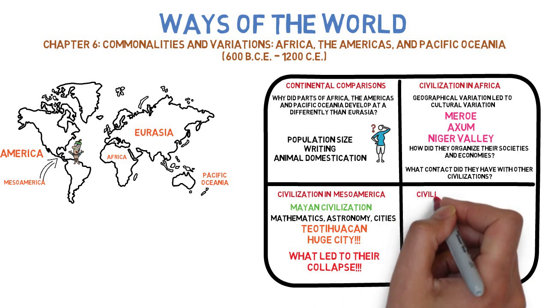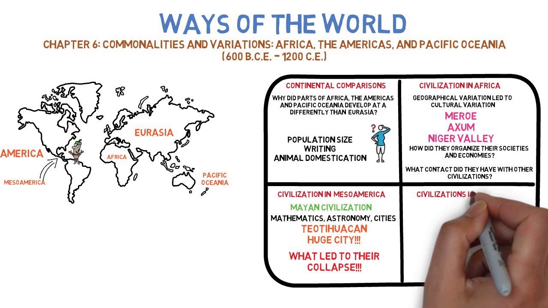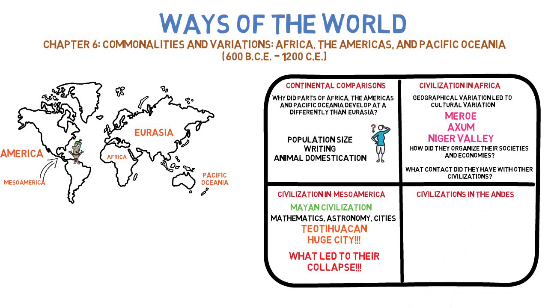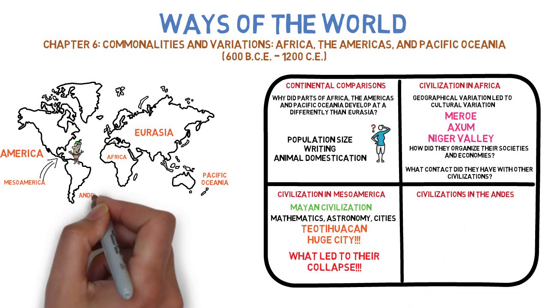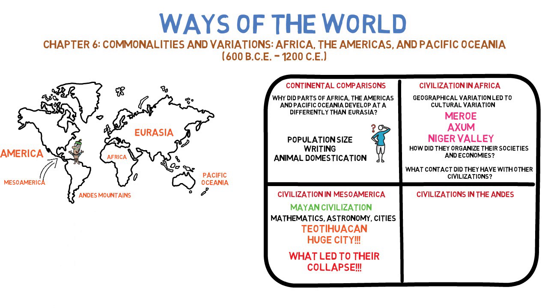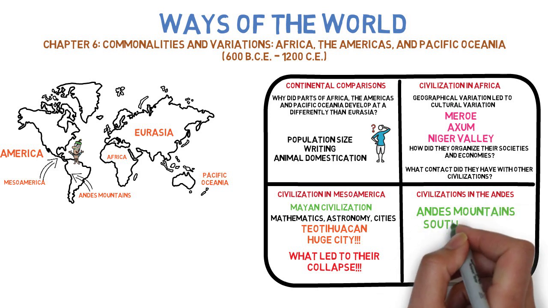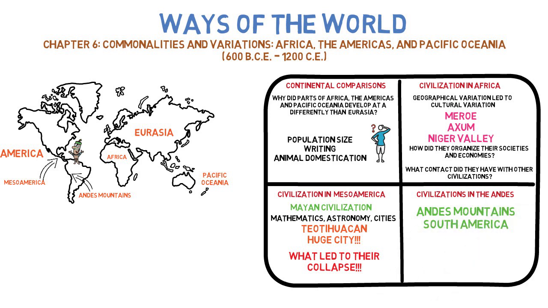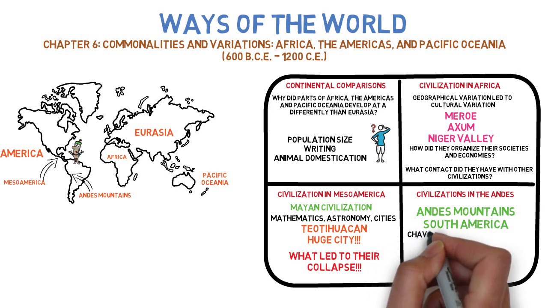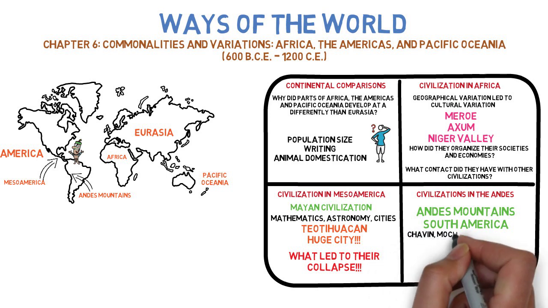He then focuses in South America and looks at civilizations that thrived in the Andes Mountains. You may be familiar with Incan civilization. That comes a little bit later. But he looks at less well-known civilizations such as the Chavin, Moche, Wari, and Tiwanaku societies.